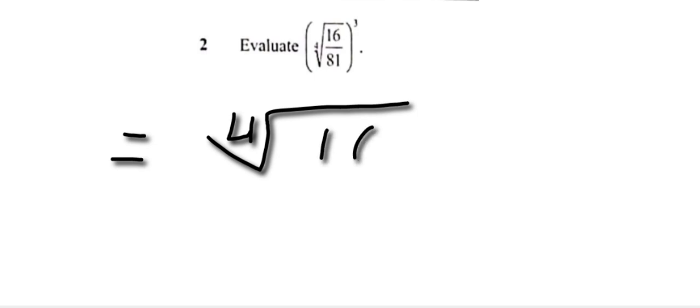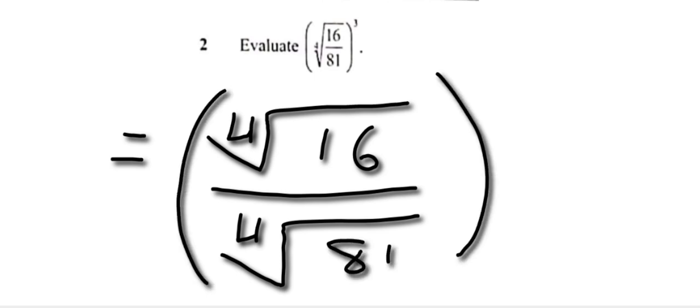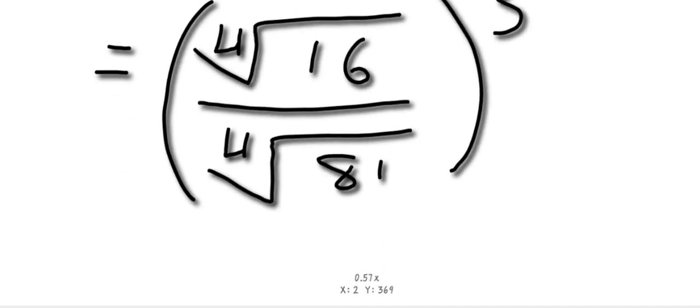Now, this one is simply the same as the fourth root of 16 over the fourth root of 81. Then everything here raised to the power 3. That's what we have there. Now, what next are we supposed to do? Deal with what is inside. Forget about the power 3, the index 3. Just deal with the fourth root of 16. What do you get there?